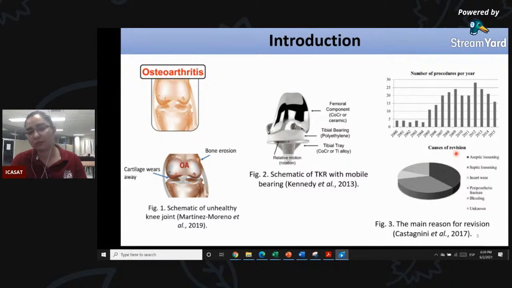causes of revision because the principal material or principal biomaterial suffers damage like wear, and there is another kind of cause of revision like osteolysis. Osteolysis is related to the wear of the polymer, and the number of procedures per year is increasing.